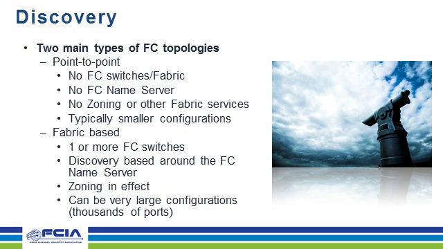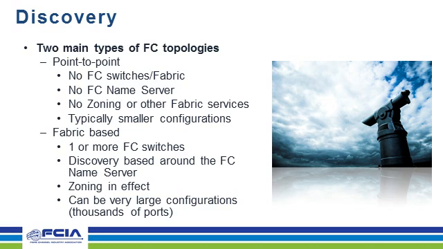On to discovery. For Fibre Channel, there are two main types of topologies. There's the point-to-point topology, which means it's basically two devices connected together without a switch or a fabric. There is no name server in this configuration. There's no zoning. The other fabric services don't exist. And this is used for smaller configurations that really don't need a large fabric.